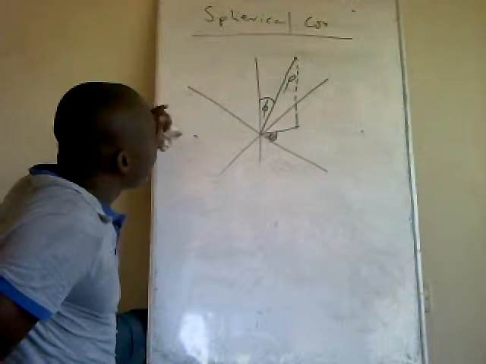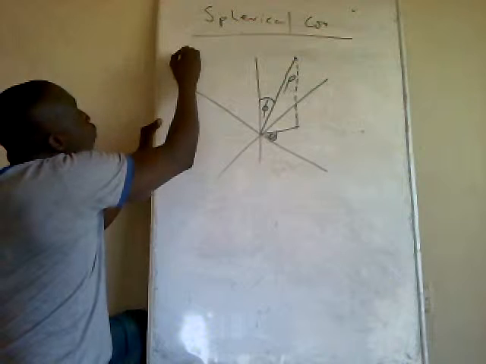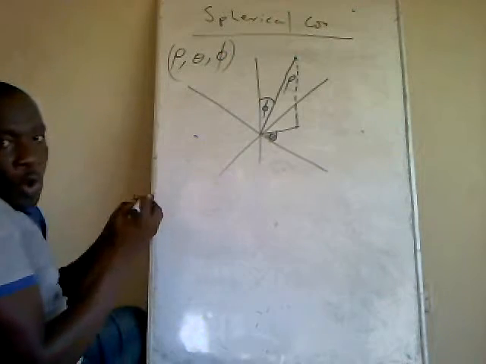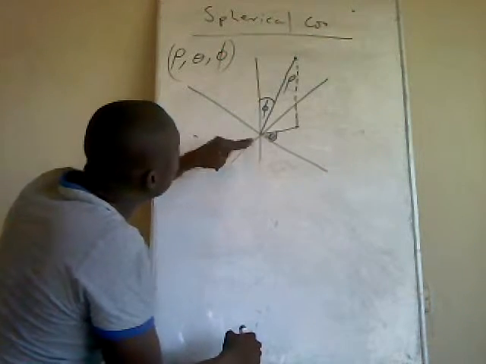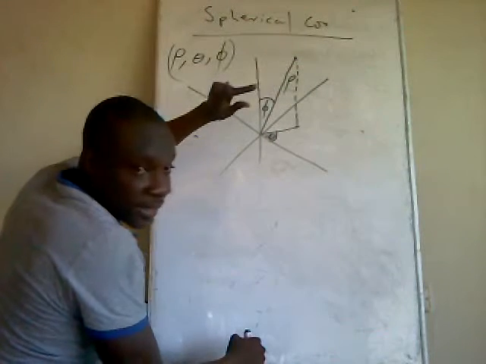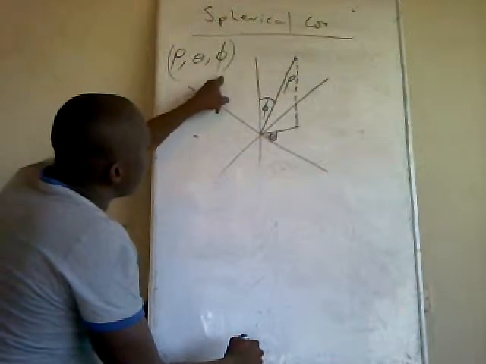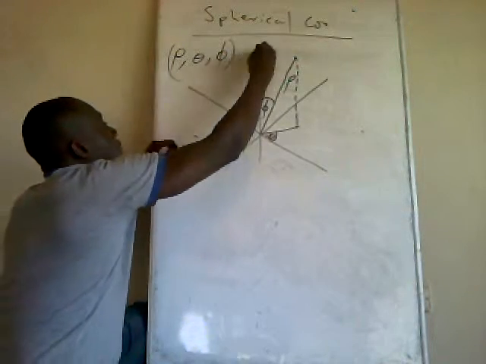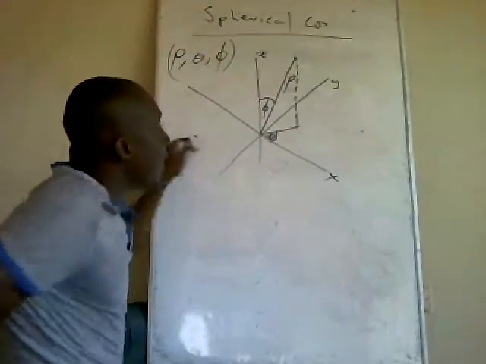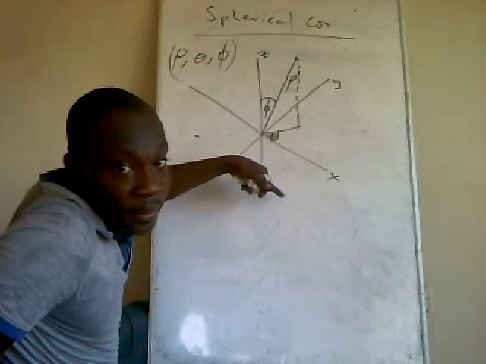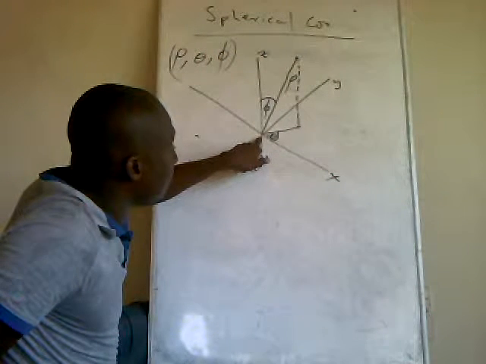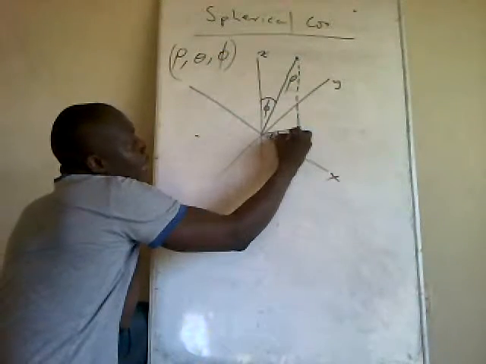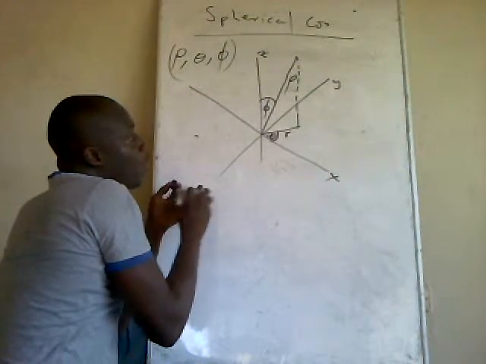So here we say spherical coordinates are characterized by rho, theta, and phi, where rho is the distance between the origin and our point in space. Phi is the angle it makes with the z-axis. And theta is the angle we get when we project the point onto the xy plane and connect it to the origin (0, 0). Now we know that this here, we call it r.